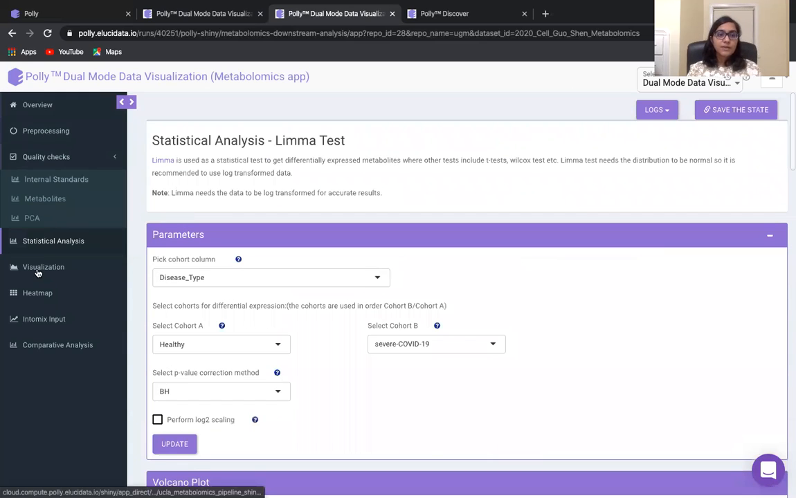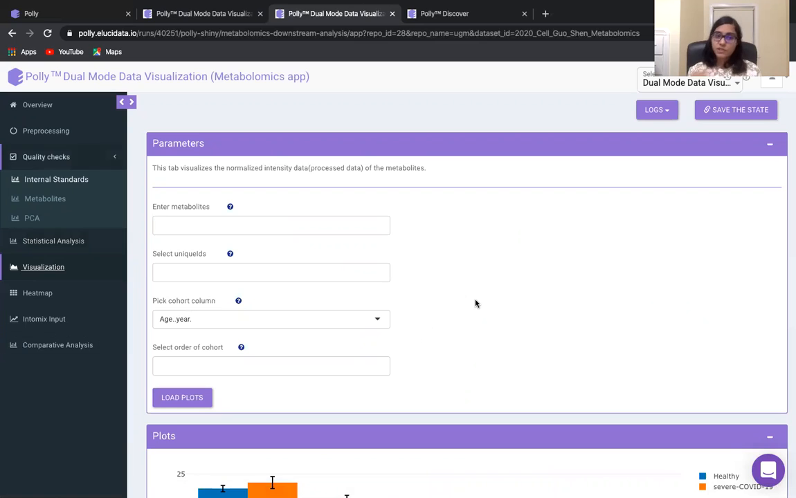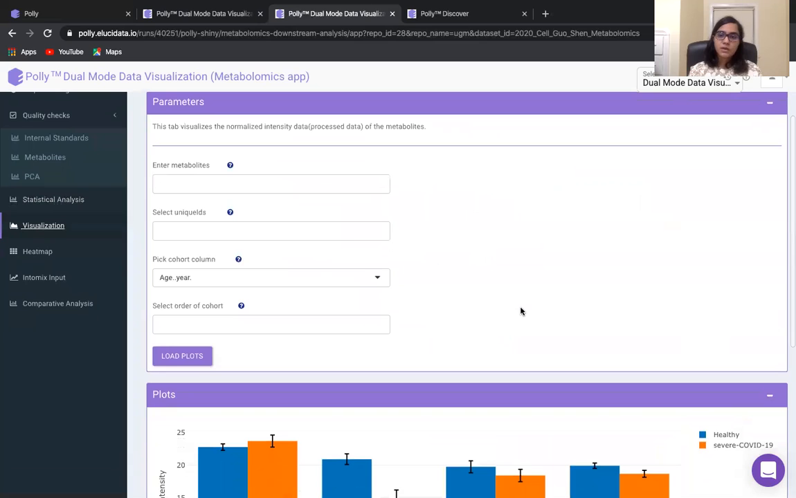So as I said, I'm not going to go into a lot of detail of all of these tabs. You can reach out to us if you want to learn about these in more detail, or I will point you to resources where you can read more about them.